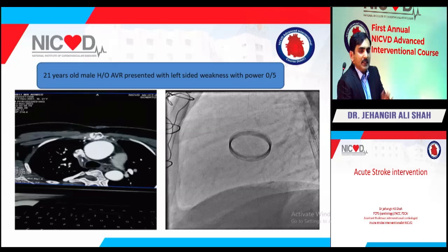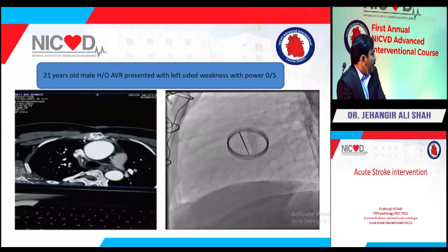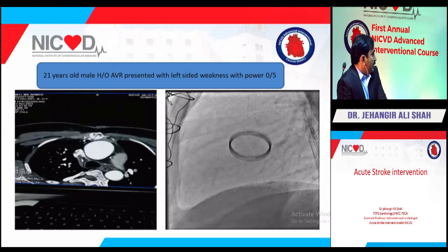We did a CT scan, which was normal. This is the CT angio. In the CT angio, you can see the total occlusion of the M1 segment. So we just check.